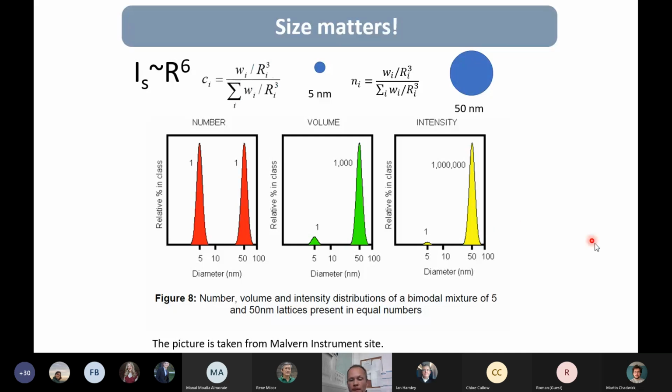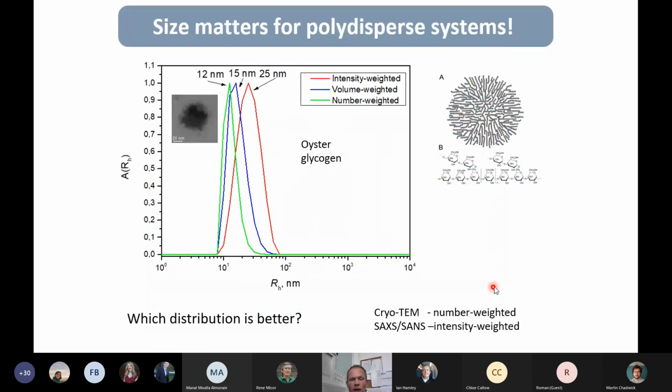It's also possible that your particles, your proteins or your emulsions, are polydisperse, and the dynamic light scattering experiment provides the distribution of hydrodynamic radius, and it has three numbers.